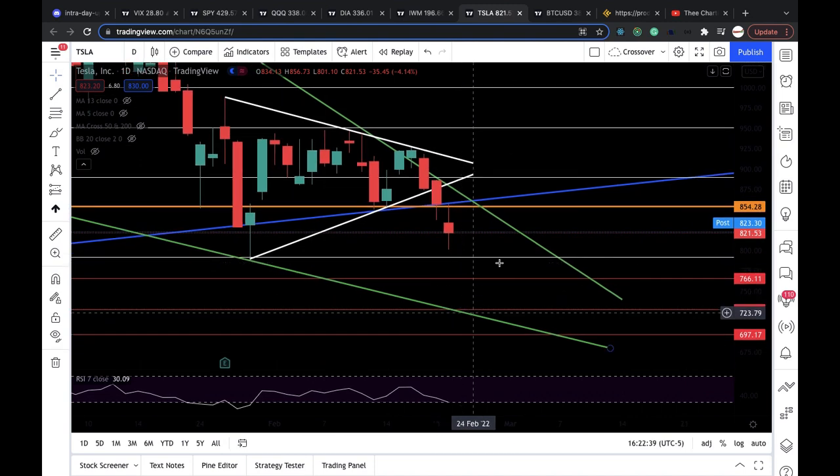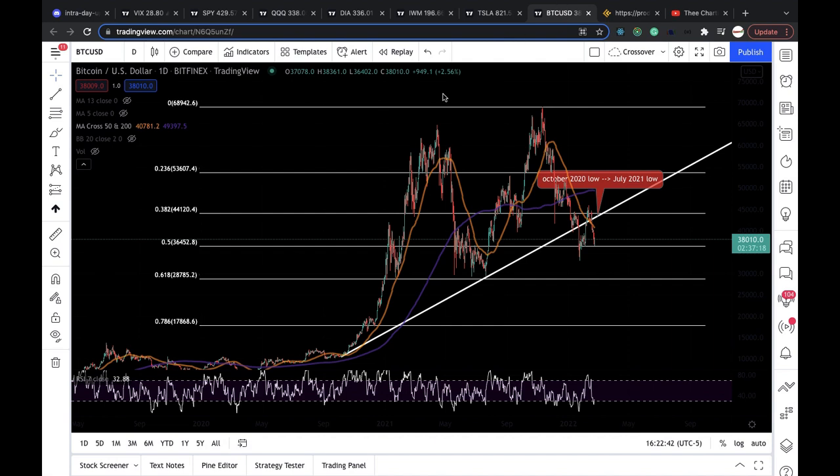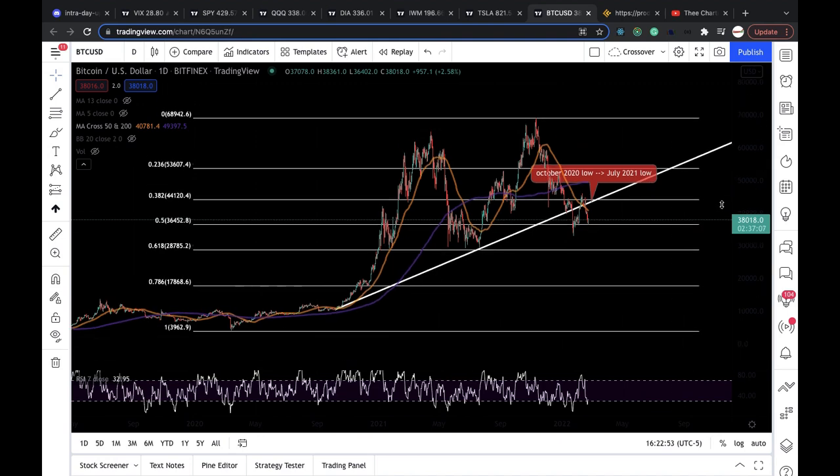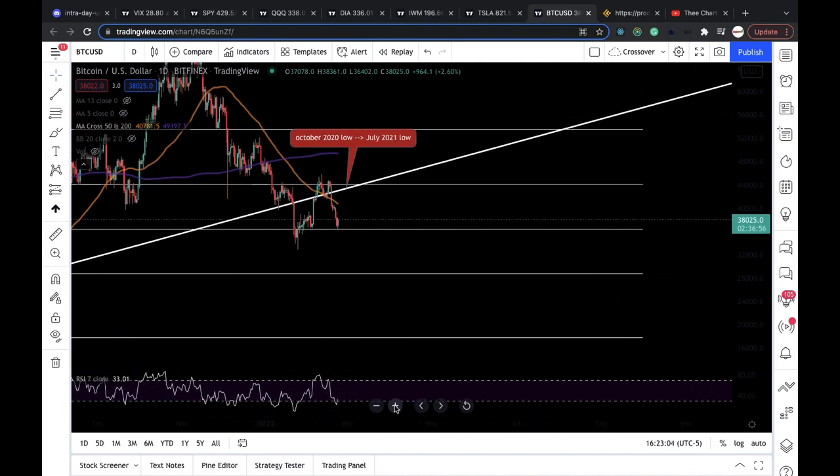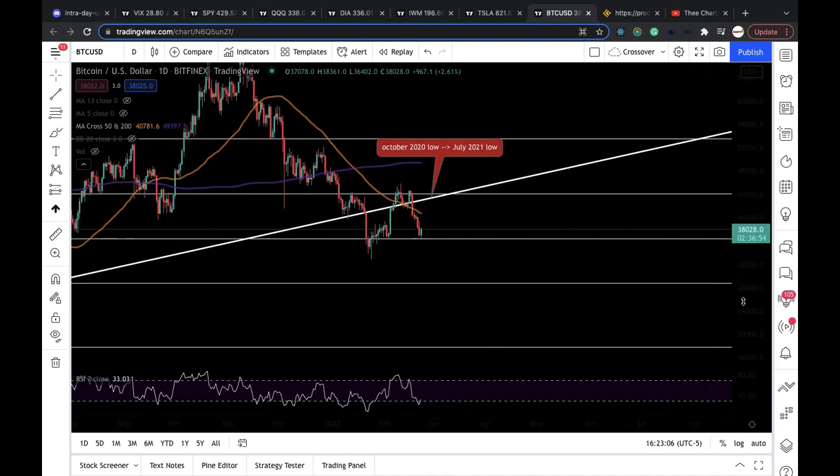All right, guys. And last but not least, Bitcoin. We're zoomed out on Bitcoin right now, as you can see. And Bitcoin is currently bouncing off the 50% retracement level. Now, these fib levels start at the March 2020 low, all the way to the high of November 2021. Okay? So, Bitcoin is currently bouncing off the 50% retracement level.